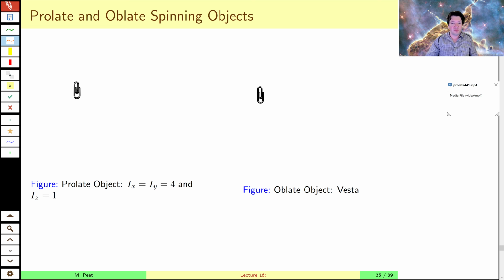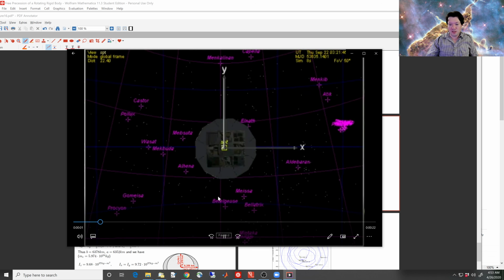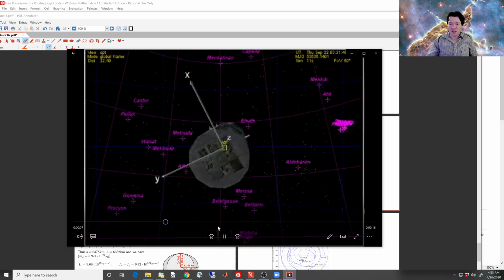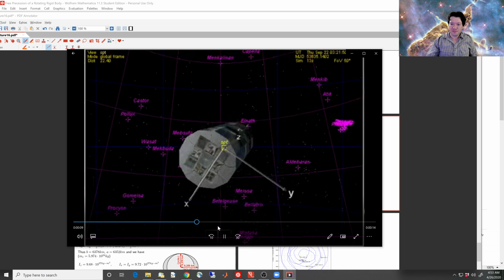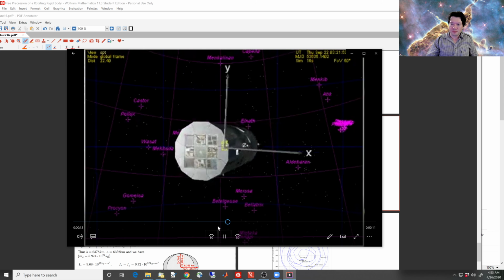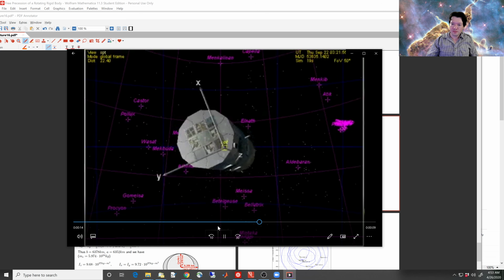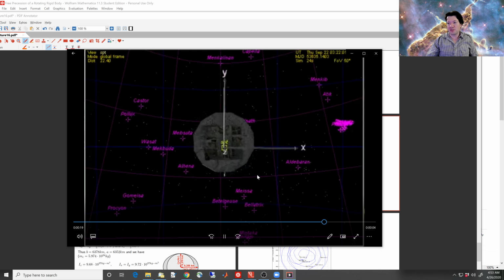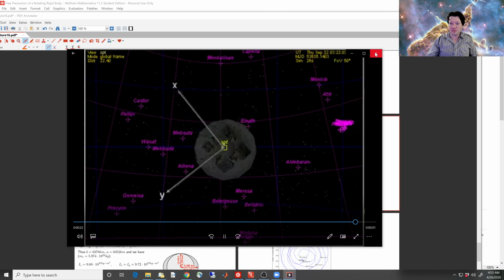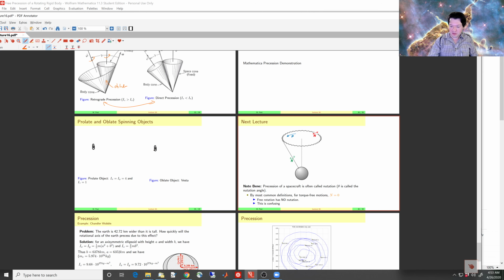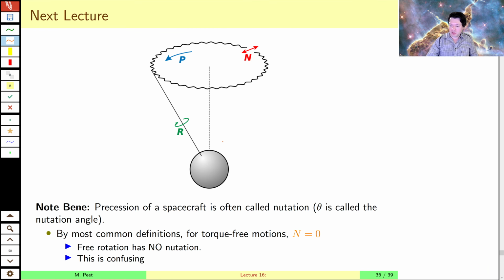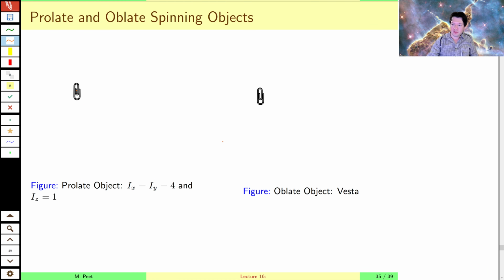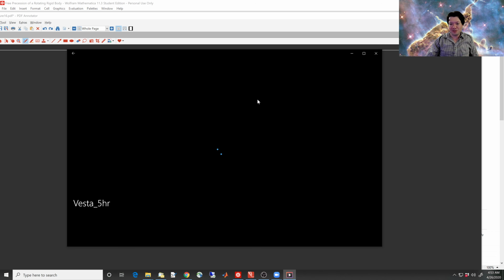We see again a couple of movies. Here's the prolate object, spinning around. This is in the inertial frame. Angular momentum vector fixed. You can't, of course, see where the angular velocity vector is, but it's somewhere there. And finally, a very large one.